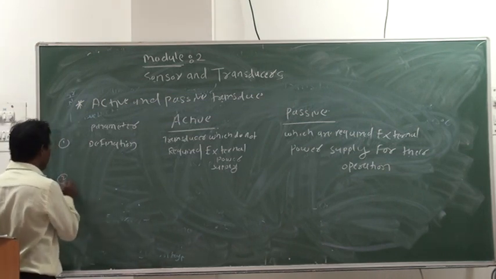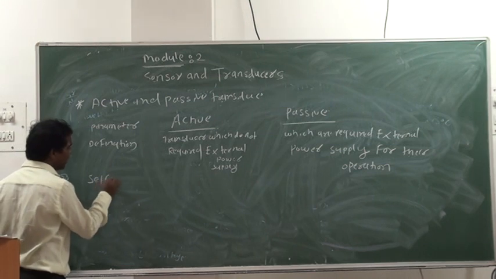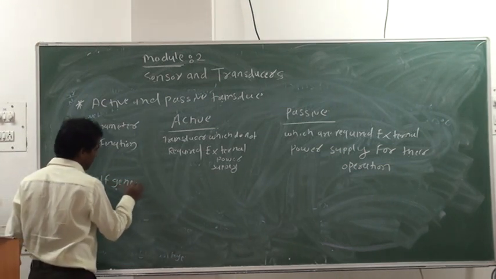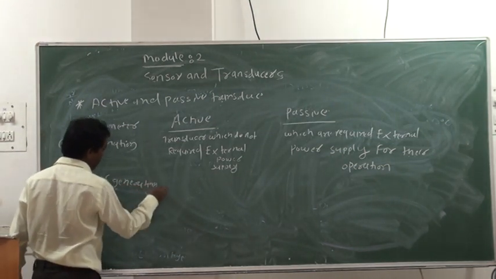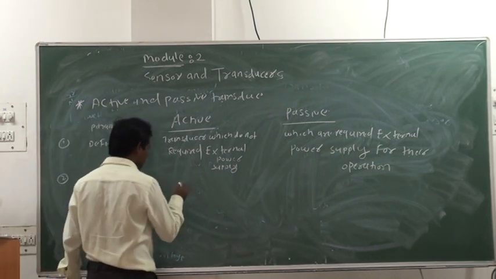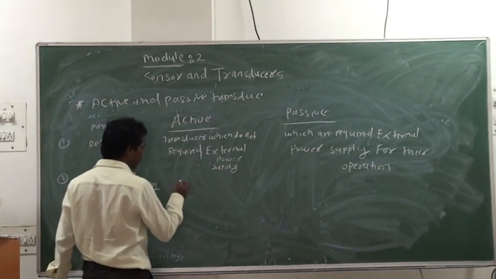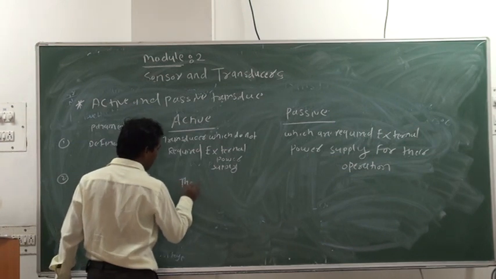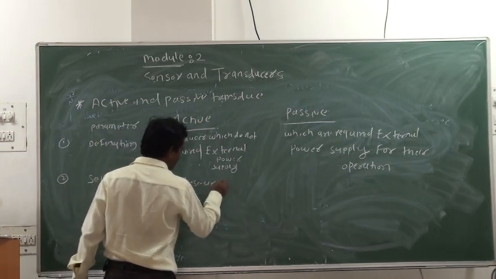Then second point, self-generating. Active transducers are the self-generating transducers. These are the self-generating.